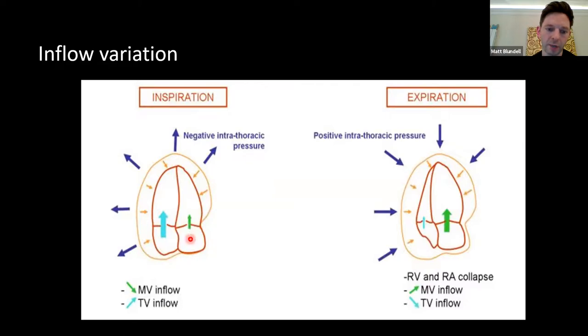So in inspiration, you're going to get reduced flow through the mitral valve and more flow in expiration. And you actually measure the difference. So normally, as I said, in pulsus paradoxus, you expect a less than 10 millimeter mercury drop.